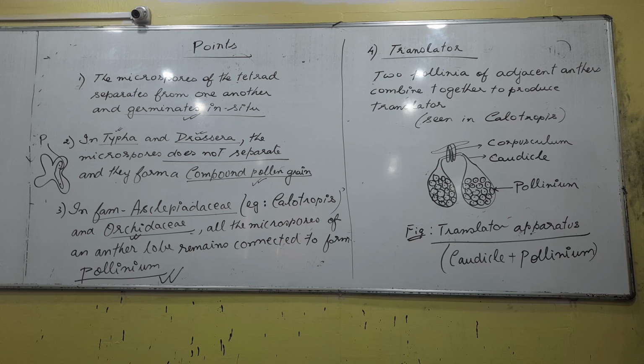So in a flower there could be more than one anther. Inside each anther there will be pollen grains. So if there is an anther here and an anther here, each forms a pollinium. If two pollinia join together, that apparatus would be called what? Translator. Two pollinia of adjacent anthers join together to form an apparatus, and that apparatus is called a translator.